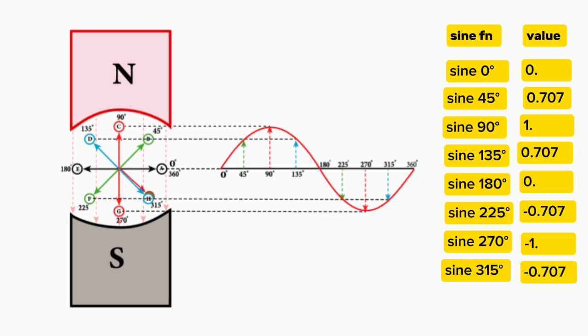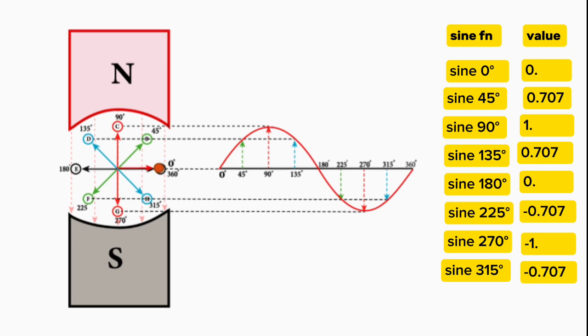Finally, as the conductor completes a full rotation at 360 degrees, it returns to the same position as 0 degrees and 180 degrees. Here, the motion of the conductor is again parallel to the magnetic field lines, so no flux is cut, and the voltage becomes 0 once more.